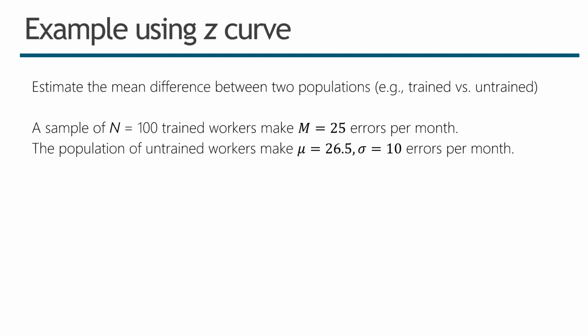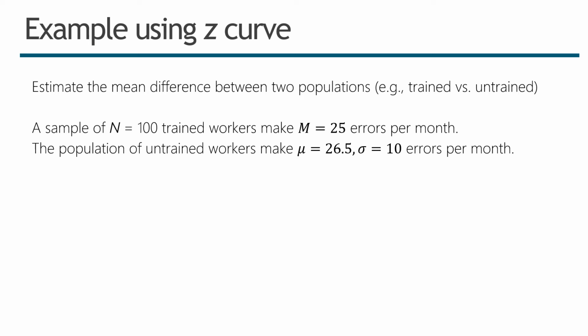Now that you understand the terms point estimate, margin of error, and upper bound and lower bound, we're ready to perform an example. In this research situation, we're trying to estimate the mean difference between two populations, specifically a population of trained workers and a population of untrained workers.